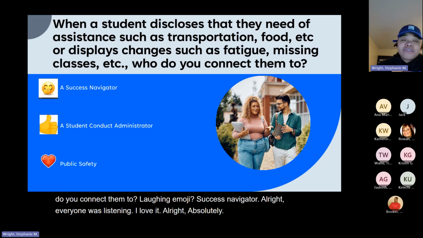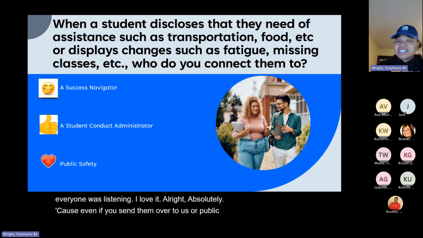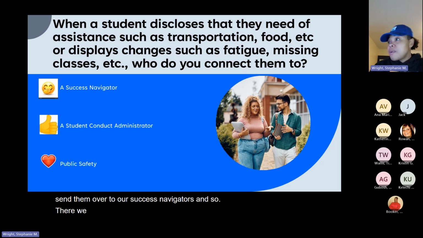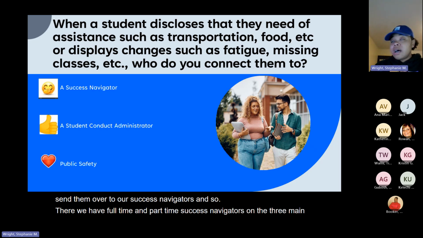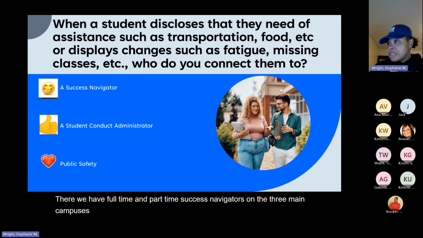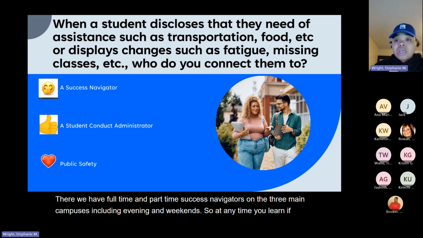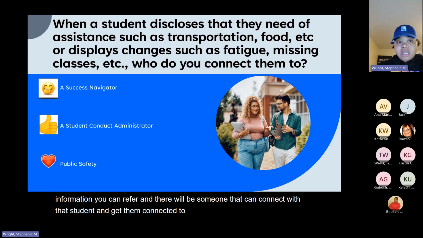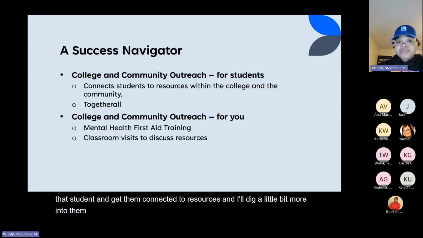Because even if you send them over to us or public safety, we're just going to send them over to our success navigators. We have full-time and part-time success navigators on the 3 main campuses, including evenings and weekends. So at any time you learn of this information, you can refer, and there will be someone that can connect with that student and get them connected to resources. I'll dig a little bit more into them after the quiz.